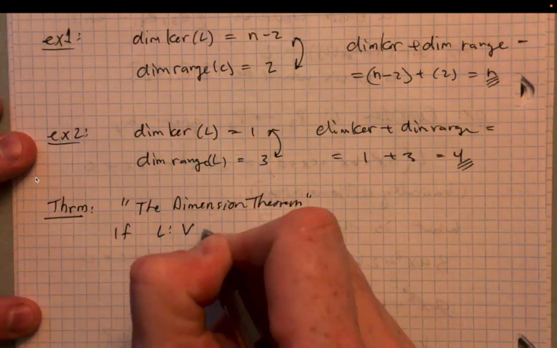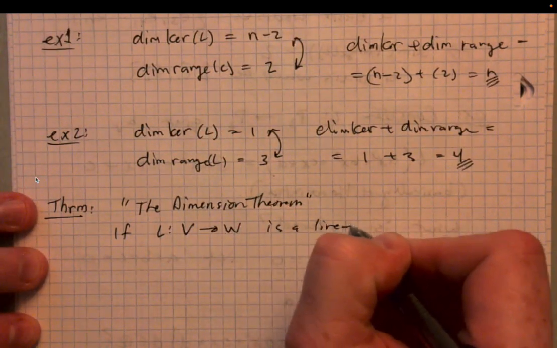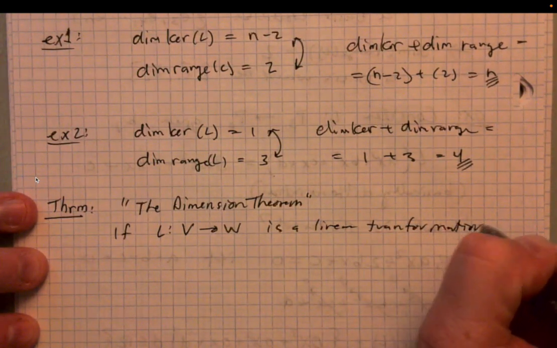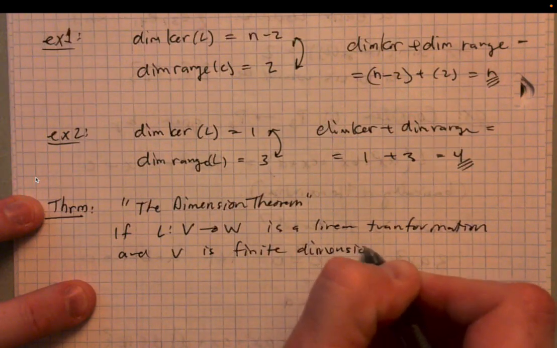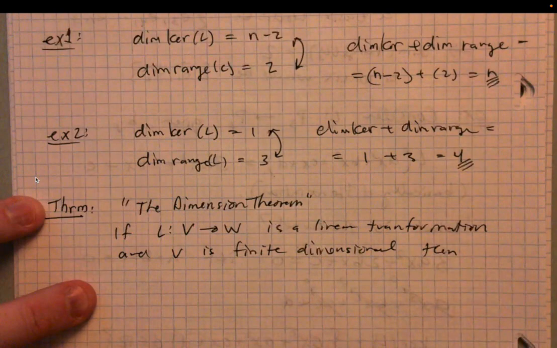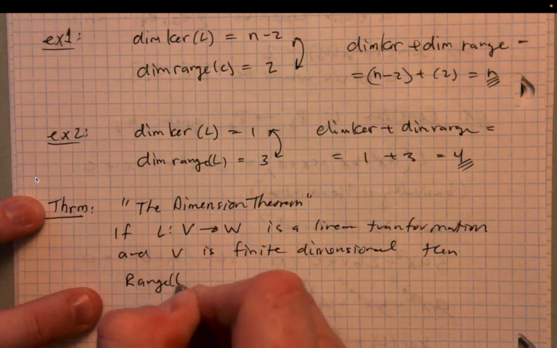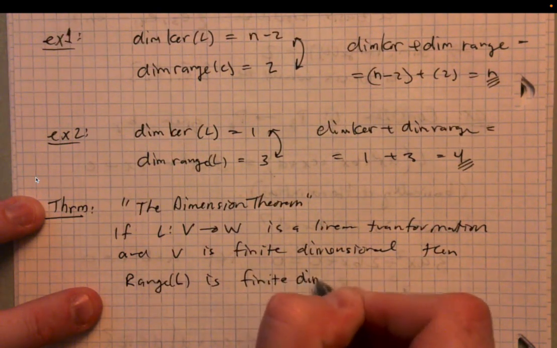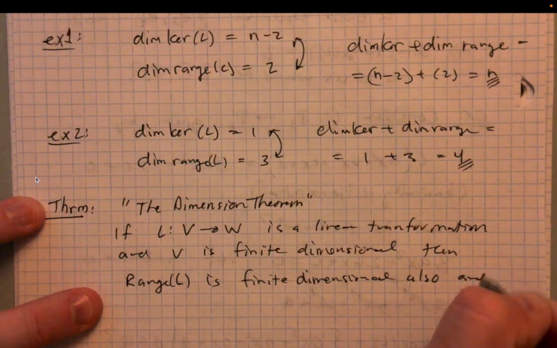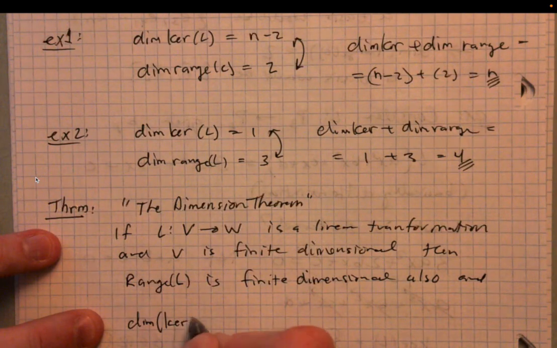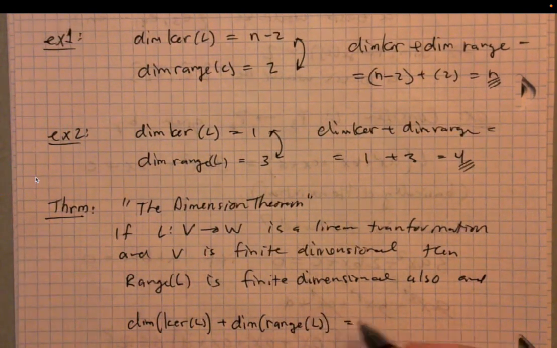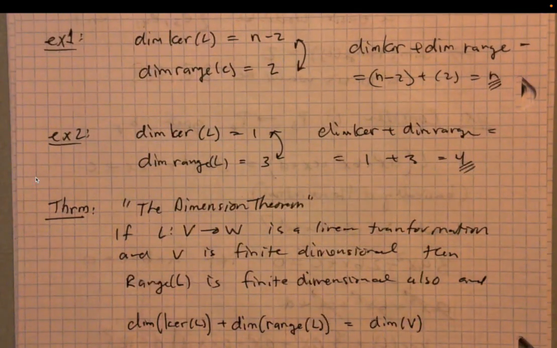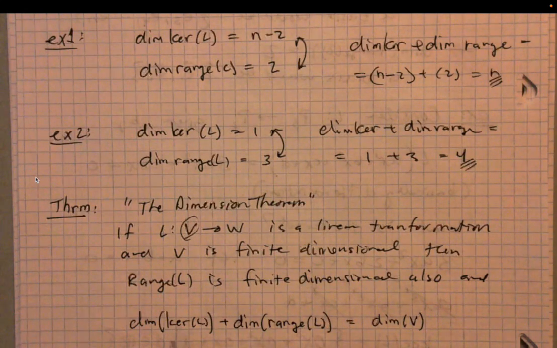So if L is a linear transformation from V to W, okay, we got a linear transformation, and V is finite dimensional, then the range of L is finite dimensional also, and the dimension of the kernel plus the dimension of the range is equal to the dimension of V. Okay, so whatever this guy is, then the sum of the dimensions of kernel and range is equal to the dimension of the vector space V.